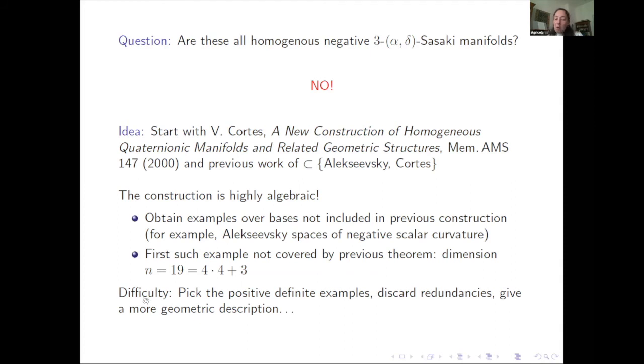The difficulties are huge because first the construction is complicated. Not all the examples constructed are positive definite, so you have to concentrate on the positive definite ones. Then you have a lot of redundancy in these constructions, so you have to discard all the spaces you had caught before. And once you've done that, this depends on an abstract derivation, some super Poincaré algebras, whatever. Then you try to give an explicit direct geometric description of the space without the detour of the general construction, because we're not interested in all, just in certain of them.